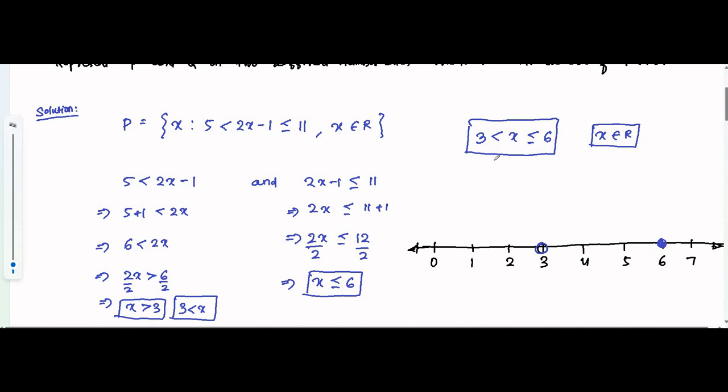And we have all the points in between 3 and 6, with x greater than 3 and lesser than 6, highlighted by this solid line connecting 3 and 6, with 3 not included in the solution and 6 included in the solution. This is the representation of the solution in the number line for P. Okay, now for Q.